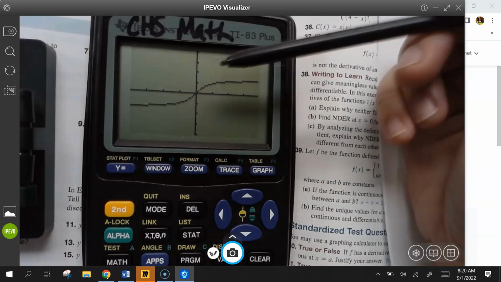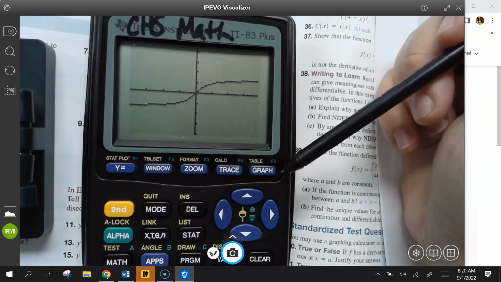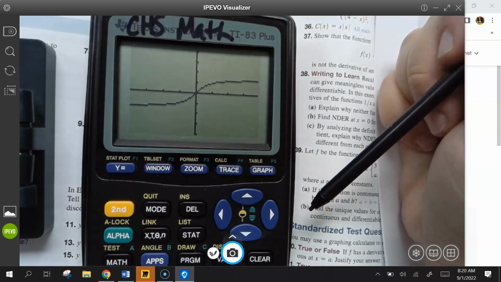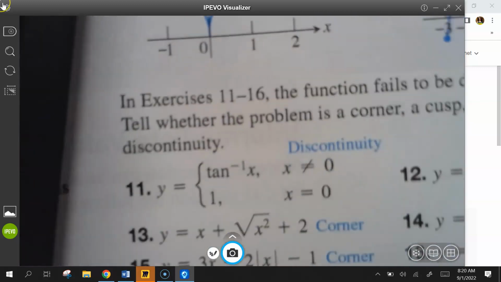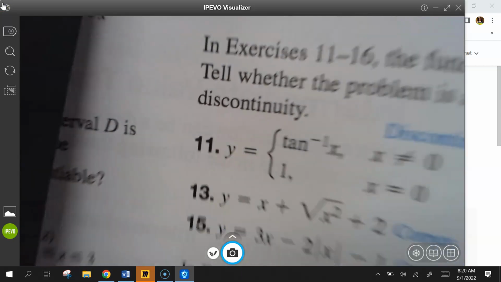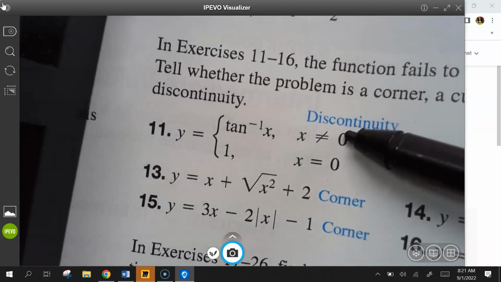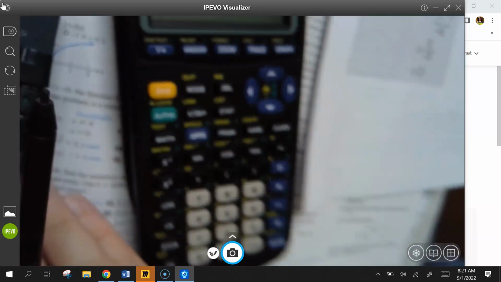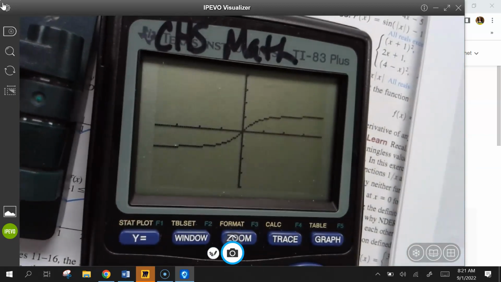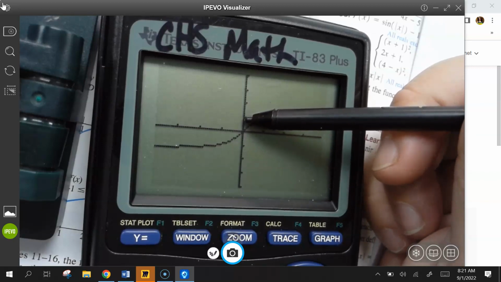So what you're really looking at here is you know that there's a hole at 0 here, right? Because inverse tangent is undefined there. And it tells you in the problem, when x does not equal 0. So if this equaled 0, it would be continuous because that's the value it's approaching. But it's saying leave a hole here and put a point at 1. So that's going to be a discontinuity.